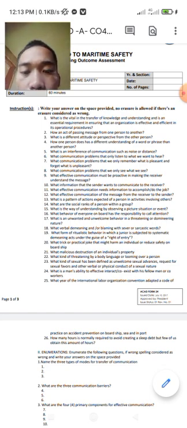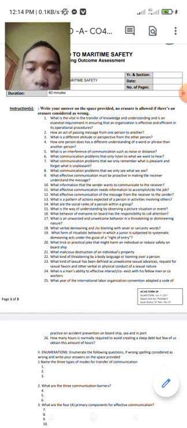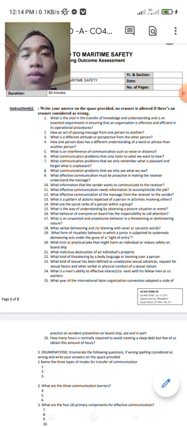Number 18, what is verbal demeaning or blaming with sarcastic words? It was taunting, verbal or sarcastic words. Number 19, what form of ritualistic behavior in which a junior is subjected to systematic demeaning acts under the guise of a rite of entry? It is hazing, the act of doing hazing.